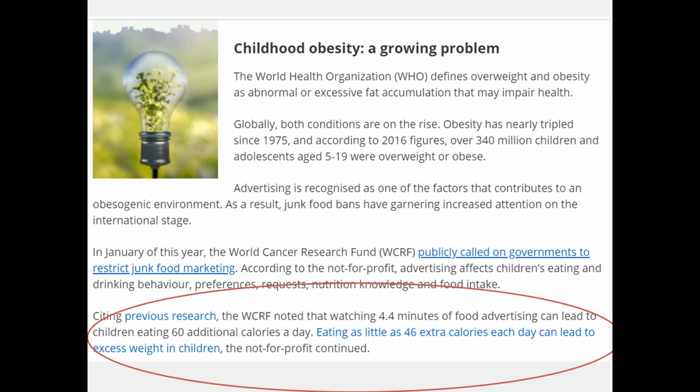So I thought that was really interesting and also quite concerning, because now I have no idea where this statistic or this number of 4.4 minutes leading to 60 calories a day came from. No idea.